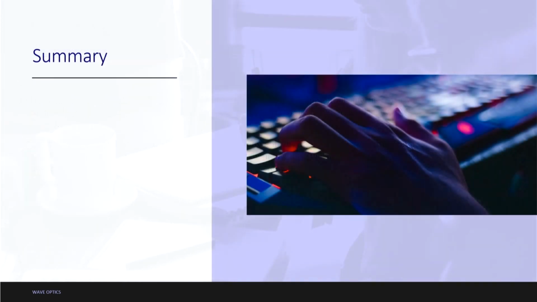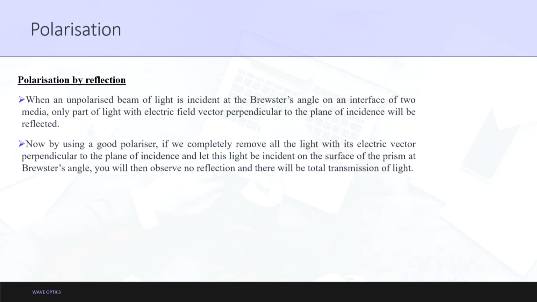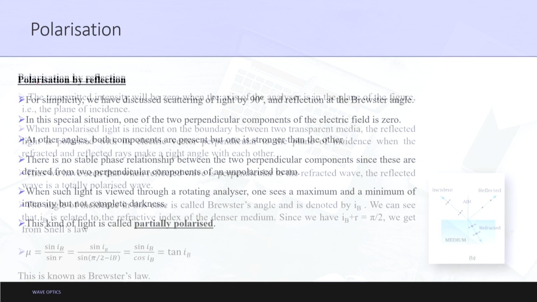Okay, so now this is the final conclusion of polarization by reflection, and that will be the end of our wave optics. Polarization by reflection: when an unpolarized beam of light is incident at the Brewster's angle on an interface of two media, only the part of light with electric field perpendicular to the plane of incidence will be reflected. Quite evident. Let me explain it again with a diagram also.